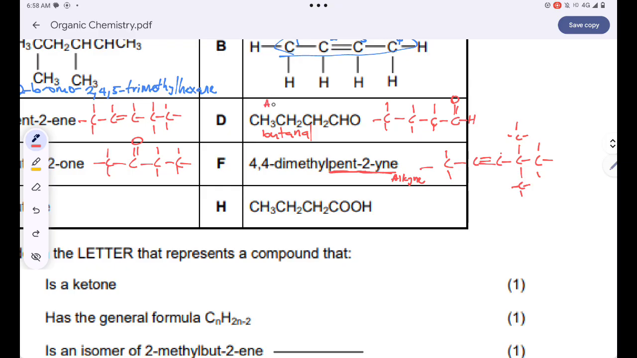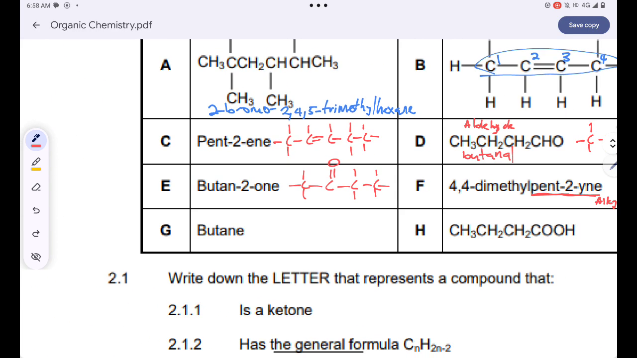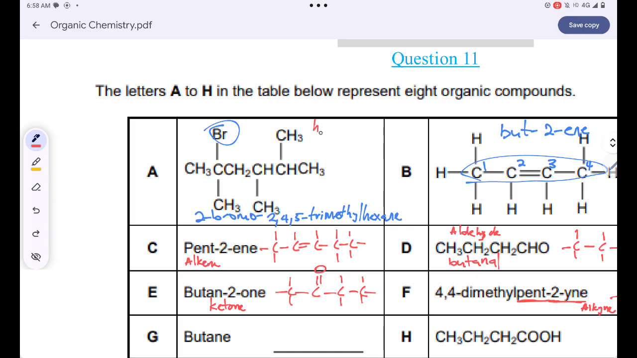That's an aldehyde, as I've mentioned. That's a ketone, alkene, haloalkane, alkene as well.